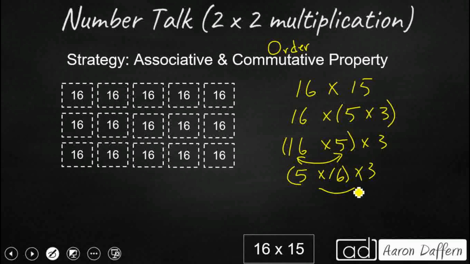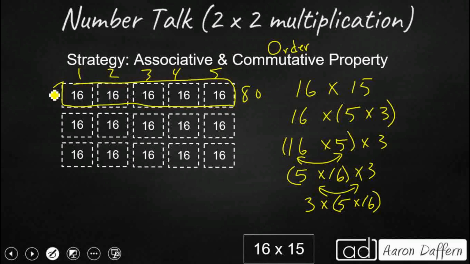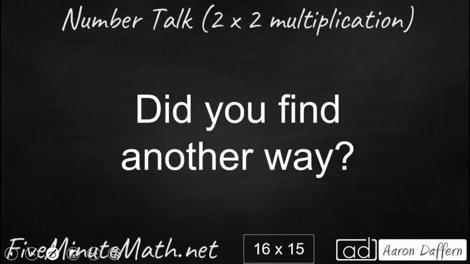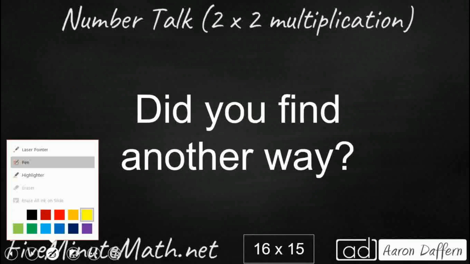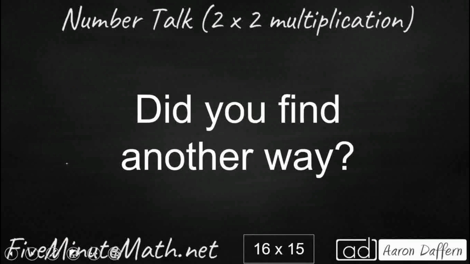And I'm going to do the commutative property one more time. I'd rather do 3 groups of 5 groups of 16. There we go. I've got my 1, 2, 3, 4, 5 groups of 16. We've done 5 times 16 a few different times. That's 80. And now I'm just going to have 3 groups of 5 groups of 16. So I'm going to skip count by 80s until I get 3 times, and that's going to get me my 240. So those are just a few of the ways that you could have solved 16 times 15.